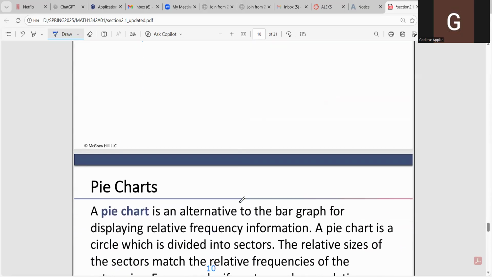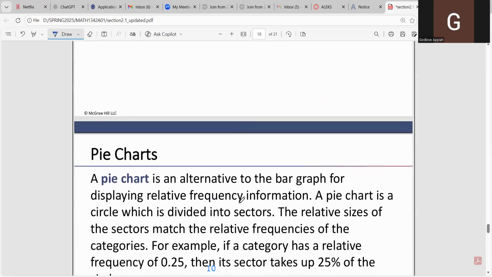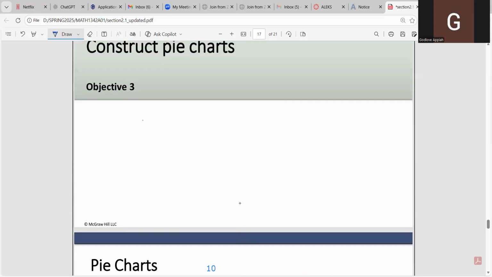A pie chart is a circle which is divided into sectors, and the relative sizes of the sectors match the relative frequencies of the categories in a qualitative data set. For example, let's say we have this circle right here. I'm going to draw a circle. Every circle must have a center, so this is the center of this circle.